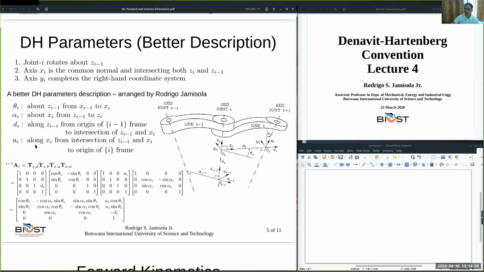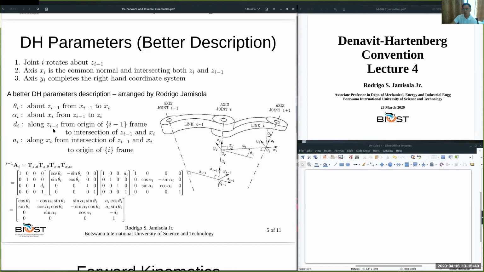Of course, we know that the DH convention is dependent upon direction, so there should always be a from and a to. Theta will be about the Z axis from X(i-1) to Xi. So there is that sense of direction, and the same for the rest of them. Because these are rotations, we're just talking about axes here. For the distances, we're talking about origins.